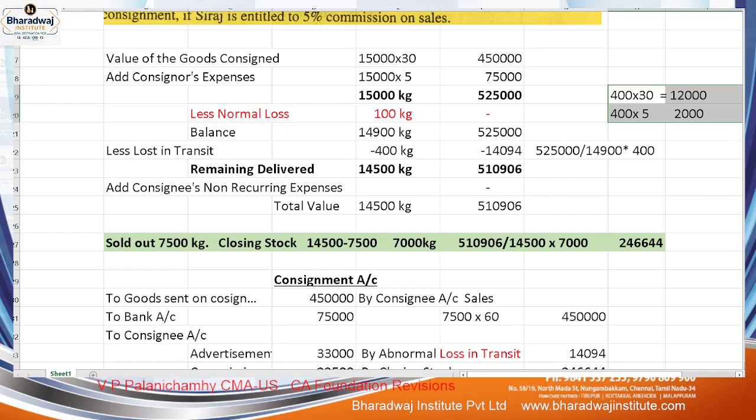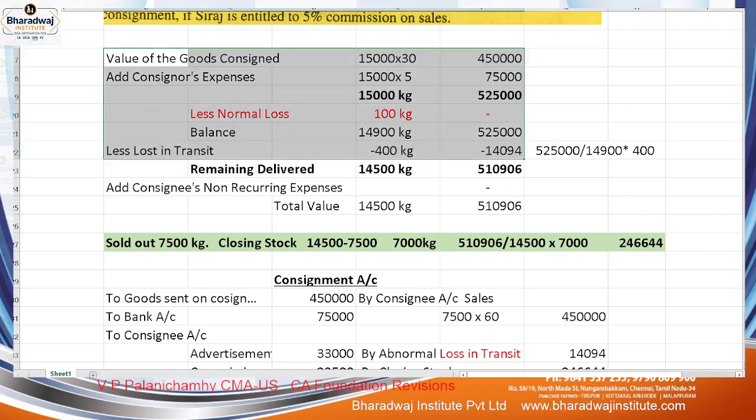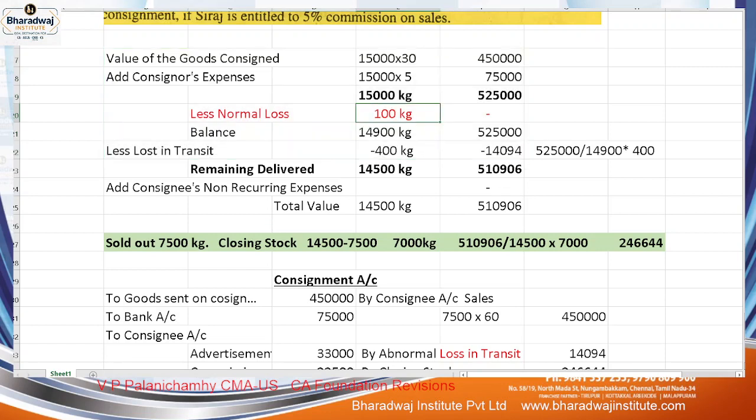But the answer is not 14,000. The answer is 14,094. Why? Because there is a normal loss. So if you follow the format used in class division, you will be able to solve any question. Because there is a normal loss, the 100 units of loss also should be borne by the good units. So the answer is 14,094, not 14,000. The direct method will only give 14,000 if there is no normal loss, and here there is a normal loss.